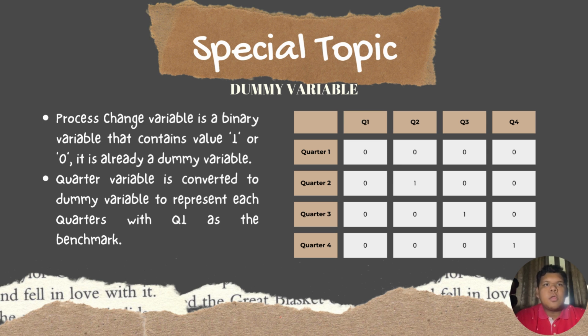So in the table that is shown, we can see the indication of dummy variable for quarter. For Q2, the value 1 is only at quarter 2, Q3 has the value 1 at quarter 3, and the last one, Q4, for quarter 4. Q1 will be the benchmark or reference.